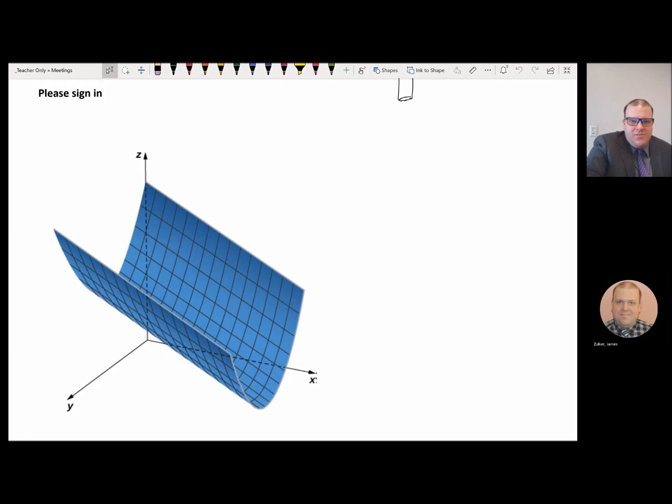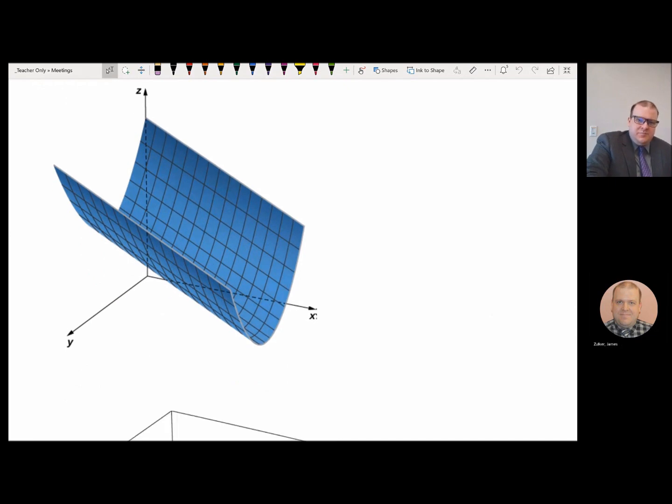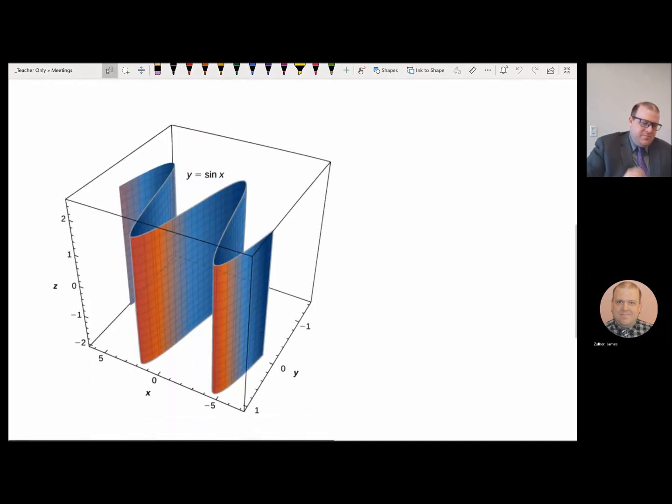Here's another cylinder. Uh-oh. We've been lied to our entire lives. Like I said, the most common type of cylinder you think of is a right circular cylinder.